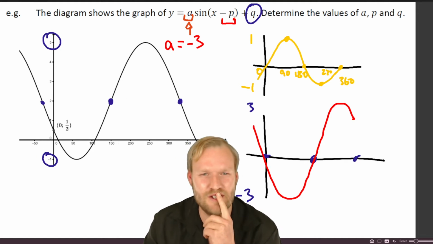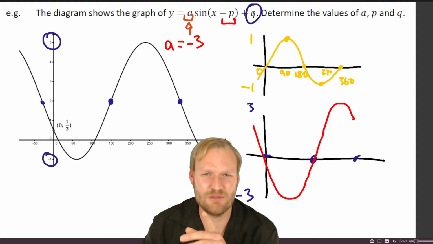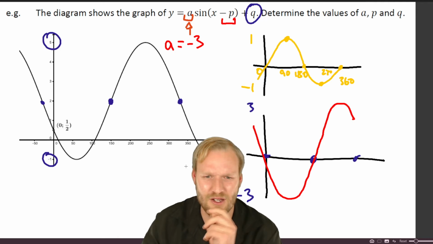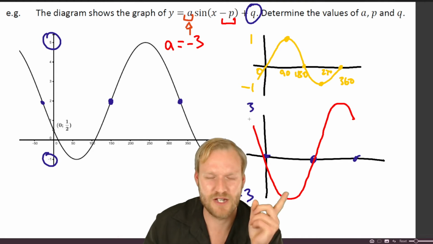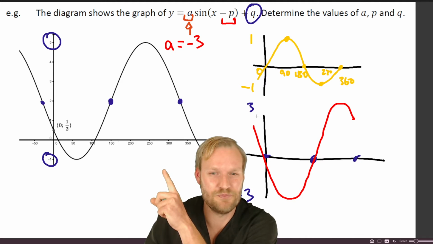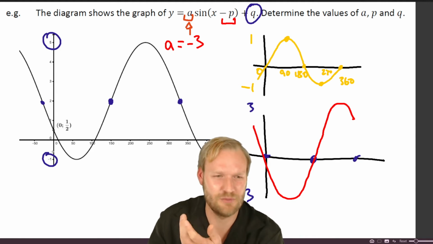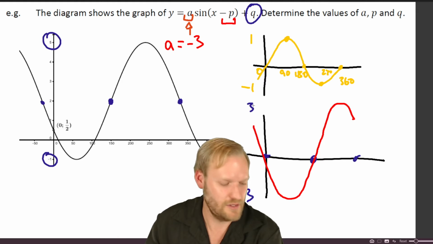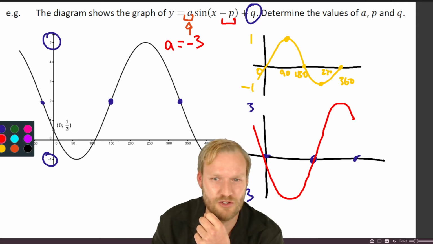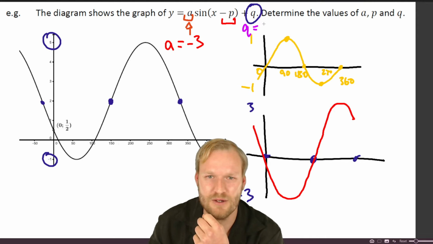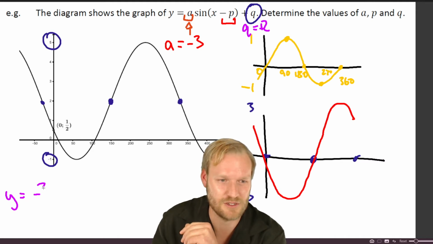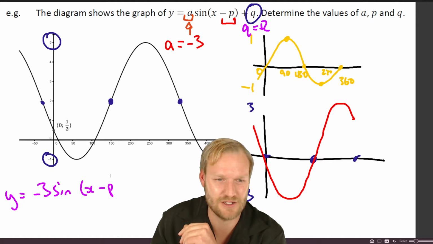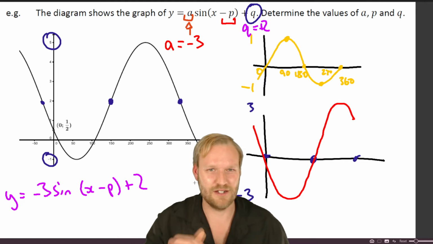Okay, now the next thing is moving it left and right, or let's move it up and down. Moving up and down seems like it's not going to be too much. If the lowest point was -3 and the highest 3 on this one here, how much do we have to move it up or down by to get this graph over here? Well, clearly we've moved it up by 2, right? Because it's -1 to 5, not -3 to 3. And so therefore we've got our value of Q, and Q must be +2 because we've moved it up by 2. So far what we've got is y equals -3 sine(x - p) + 2. We reflected it and we moved it up.